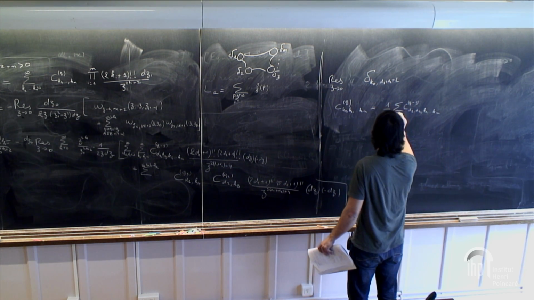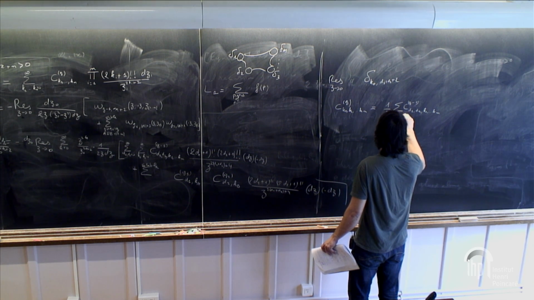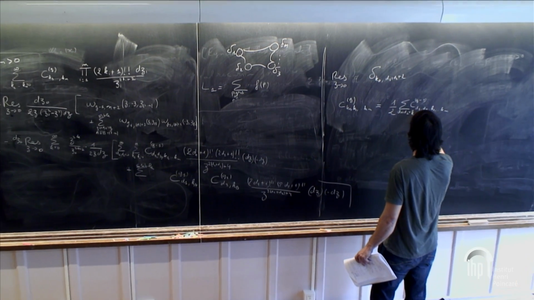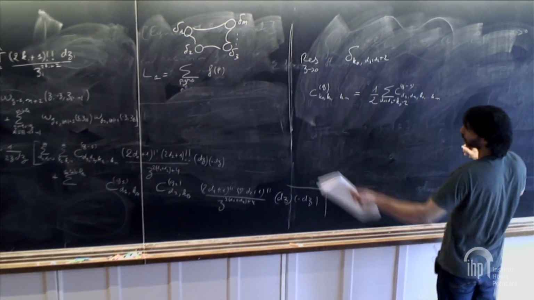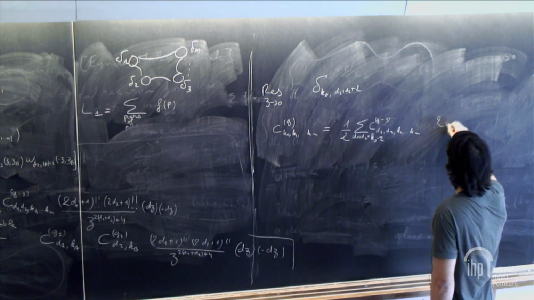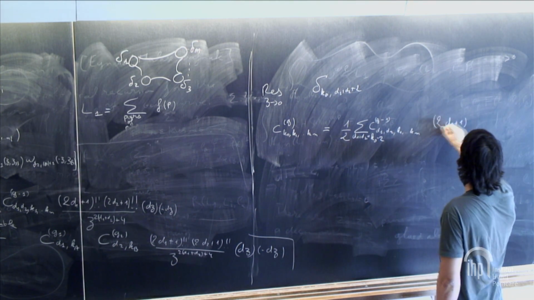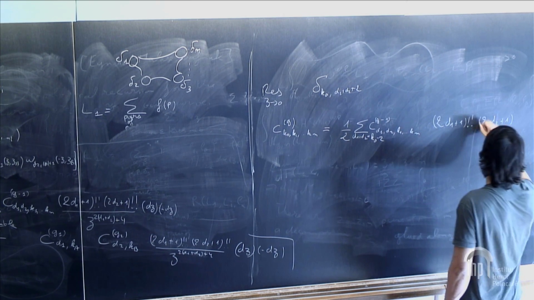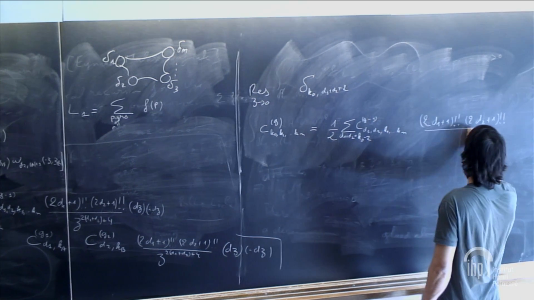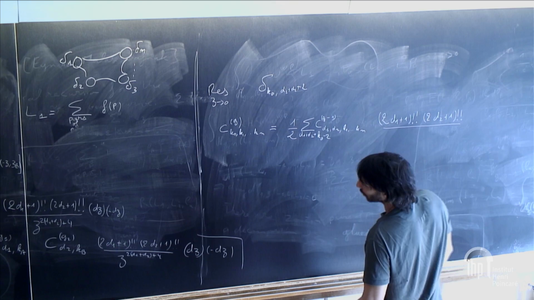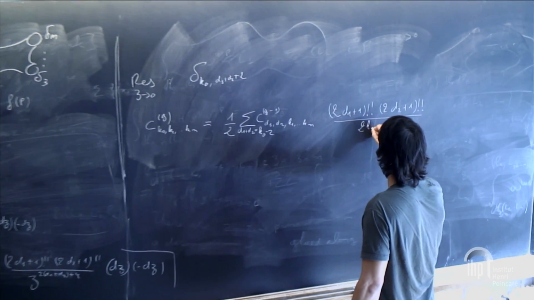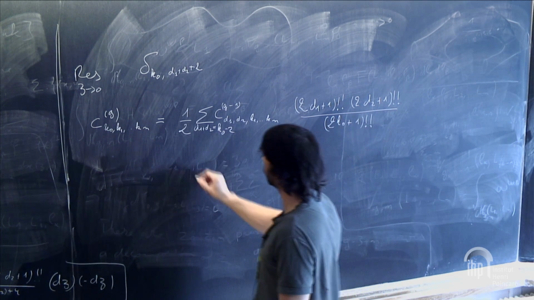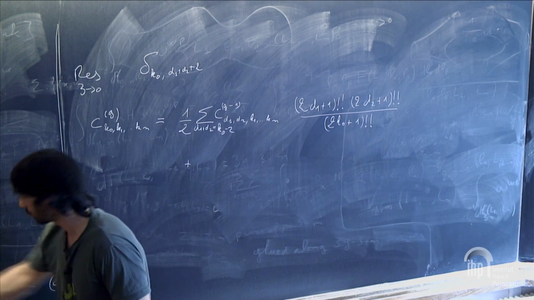And you sum over all possible D1 plus D2 equal to K0 minus 2. And you've got a combinatorial factor, which is (2D1 plus 1) double factorial, (2D2 plus 1) double factorial, divided by (2K0 plus 1) double factorial, plus this part.